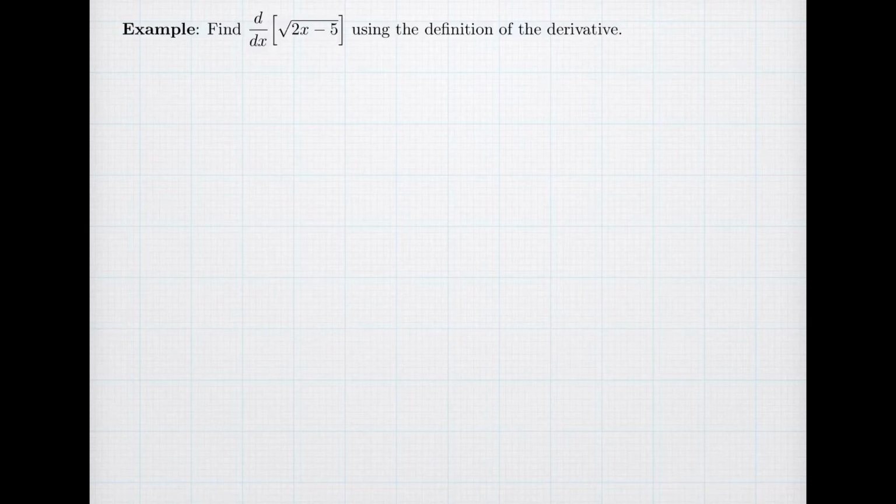Welcome. In this video, we'll look at using the definition of the derivative to calculate the derivative of a formula involving a square root. So let's start by defining our function that we're working with. We have a function, we'll name it f of x, but we could use a different name, that's equal to the square root of the quantity 2x minus 5.